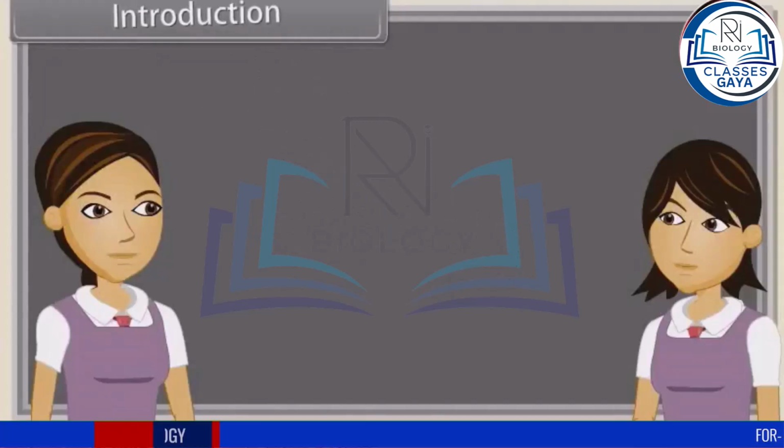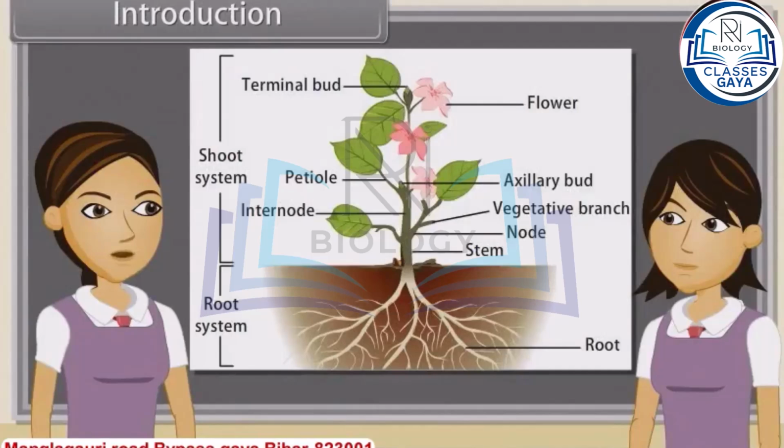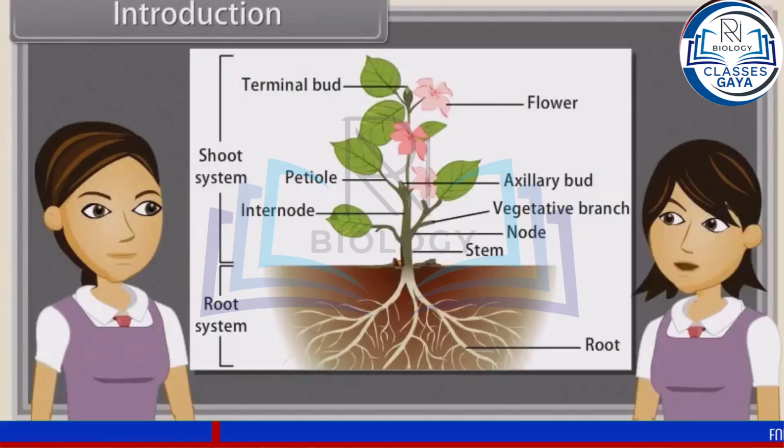Introduction. When we observe a plant, we see that every plant has roots, stem, and leaves. Plants also have flowers and fruits. We have already discussed characteristics, types, modifications, and functions of roots. Now we will study stem.